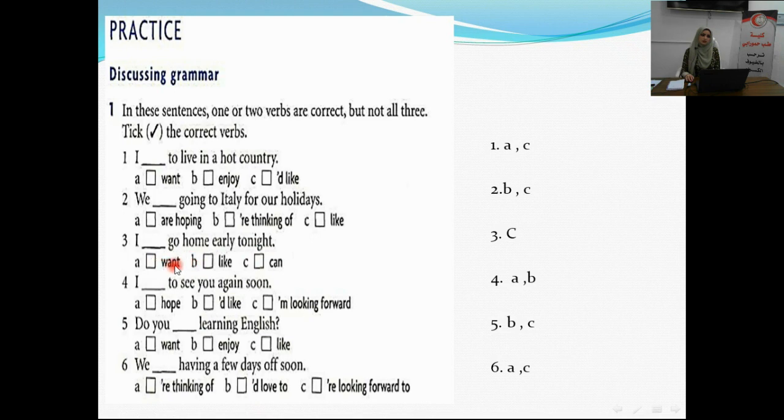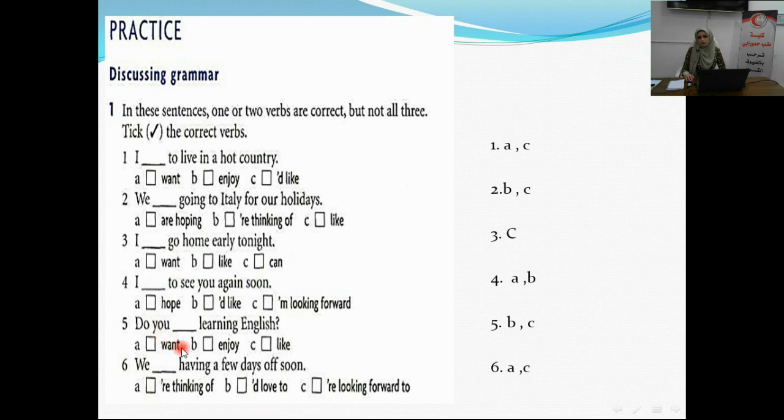Number 3, go home early tonight. So we can say I want, I like, or I can. The answer will be C: I can go home early tonight. Number 4, I hope, or I'd like, or I am looking forward to see you again soon. The answer would be I hope to see you again soon, and I'd like to see you again soon. We cannot use see with I'm looking forward, because as you remember we have to use seeing here.